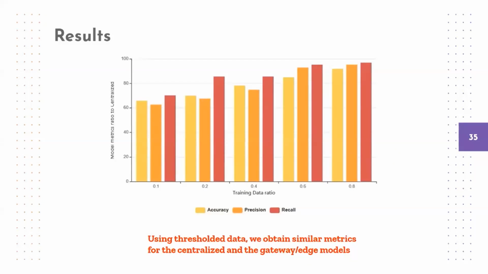Okay, so as you can see, around 0.6, which is around 60% of the original data, you get almost the same results, but with 40% less data. So using the threshold value here, you considerably use less data, and again, you get quite good metrics compared to the centralized model that we have.